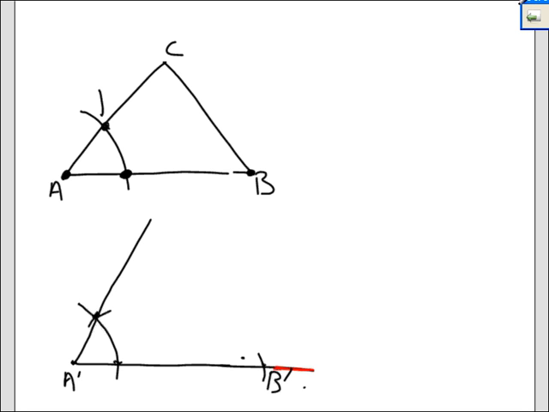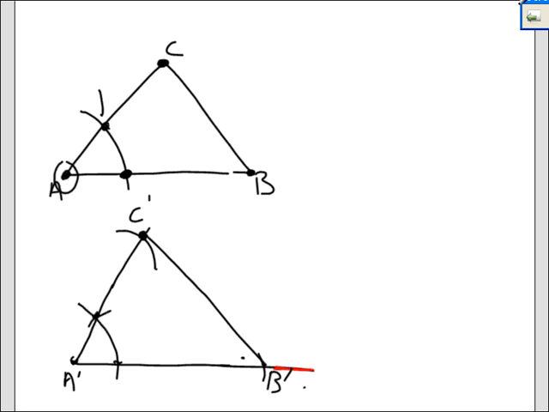Longer than AC. Now, you know, is C here or here or here? Well, I don't know. How do I find out? Well, the answer is put your compass needle at A and open it so the pencil goes to C. Keep the same opening, put your compass at A prime and arc. That's C, or in our case C prime. And then just connect C prime with B prime using your straight edge. And you just copied an angle.